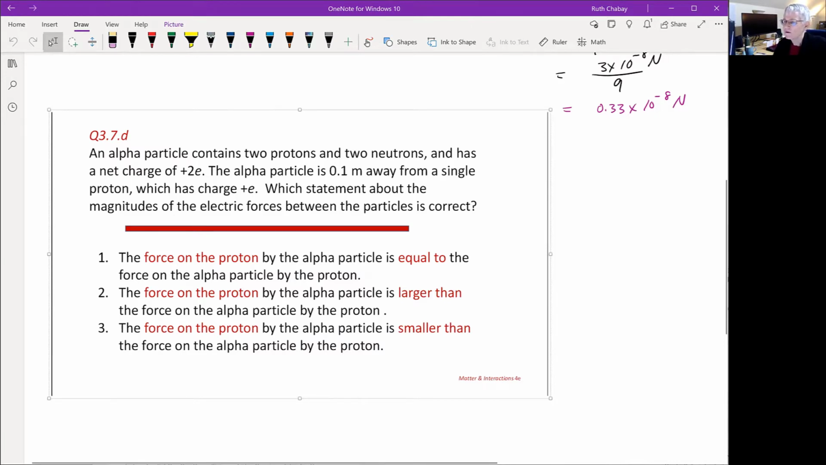And the question is about the magnitudes of forces. Which statement about the magnitudes of the forces that they exert on each other is correct? So the first answer is the force on the proton by the alpha particle is equal to the force on the alpha particle by the proton. Second answer is the force on the proton by the alpha particle is bigger because the alpha particle has more charge. The third is the force on the proton by the alpha particle is smaller.